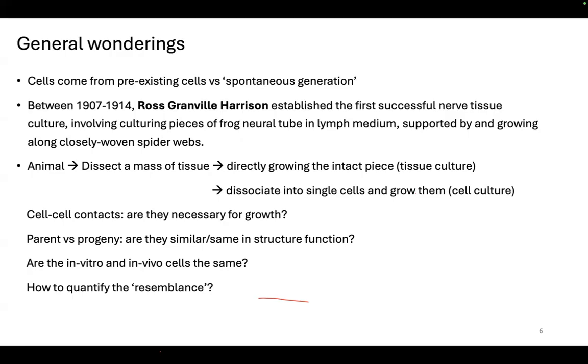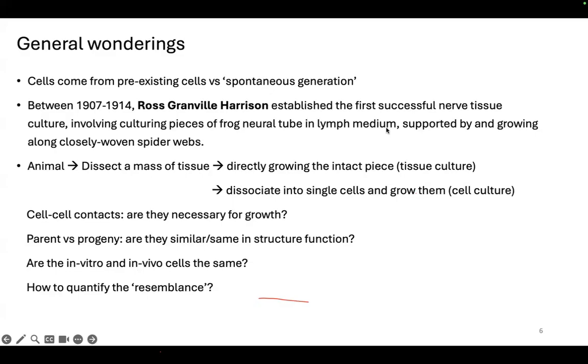And then some cells need some support to grow on. They just cannot grow floating. We'll talk about that also because it was discussed in the lectures about adherent and non-adherent cells. So they need some sort of support. In the case of this nerve tissue, spider web was used as a support. Right now what we're talking about is not microscopic. I think this was tissue culture. So yeah.